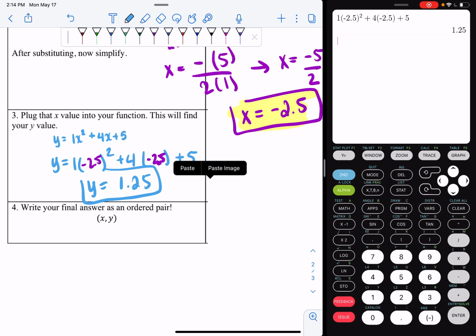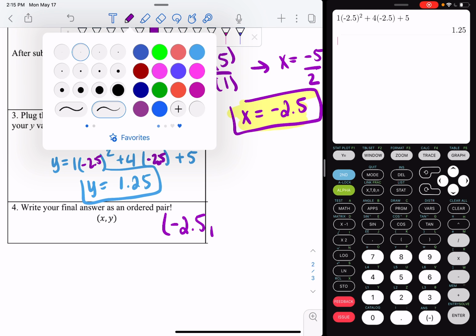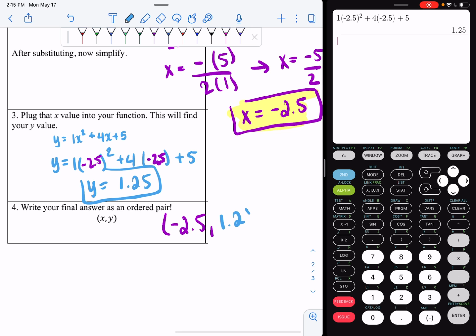So now when I write my ordered pair, my x value comes first. So I have negative 2.5, comma, 1.25. And that's my vertex.